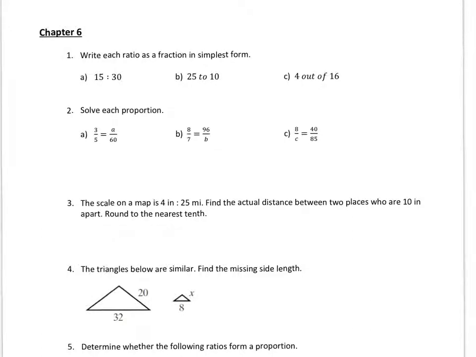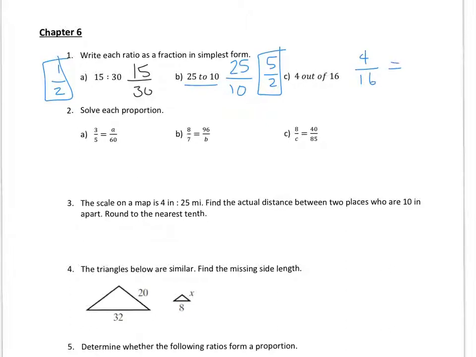Okay, write each ratio as a fraction in simplest form. So it's 15 out of 30, and 15 out of 30 reduces to 1/2. So 25 to 10 is 25 out of 10, or 25 over 10. So this reduces to 5 over 2. And 4 out of 16 reduces to 1/4.